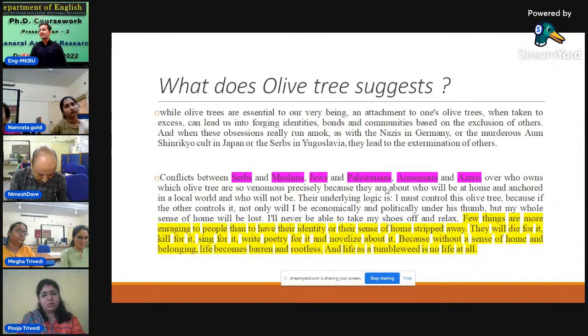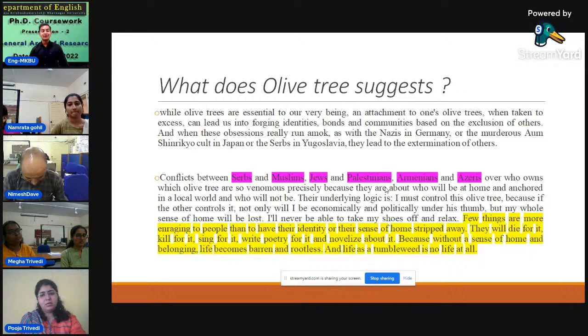He gives more examples: conflict between Serbs and Muslims, Jews and Palestinians, Armenians and Azeris, over who owns which olive tree. These conflicts are so venomous precisely because they are about who will be at home and anchored in a local world, and who will not be. Their underlying logic is, I must control this olive tree because if the other controls it, I will be economically and politically under their thumb.